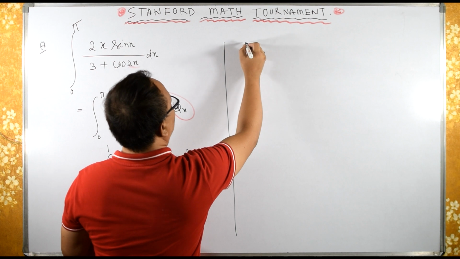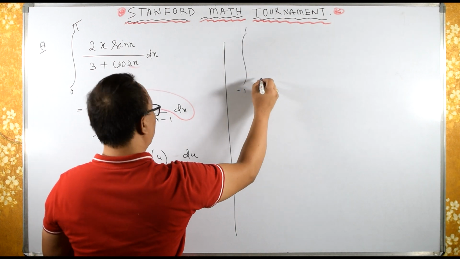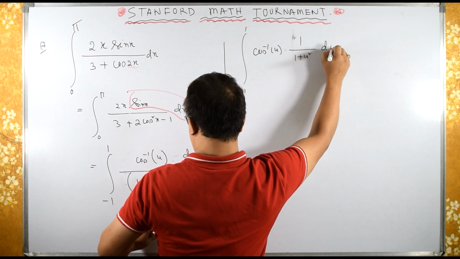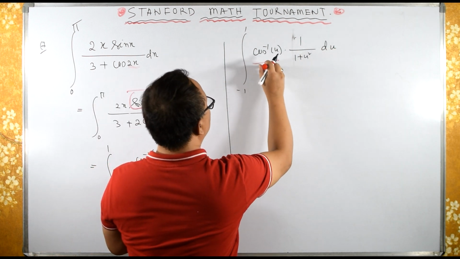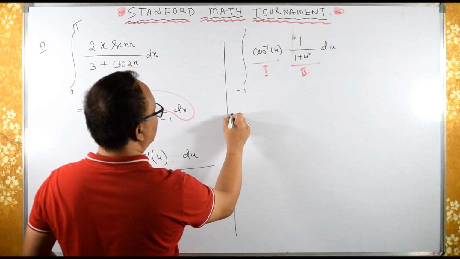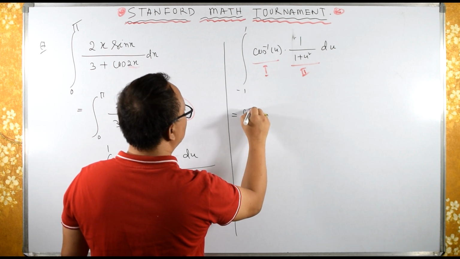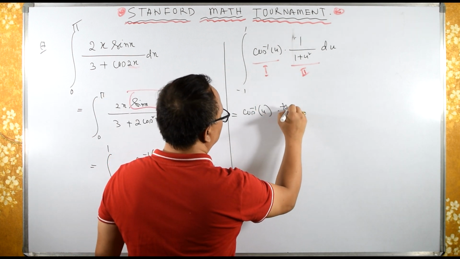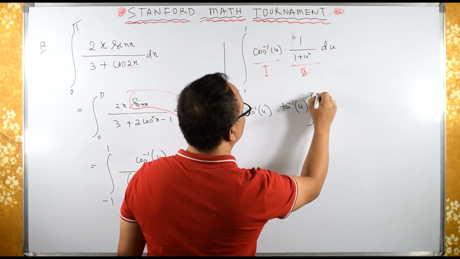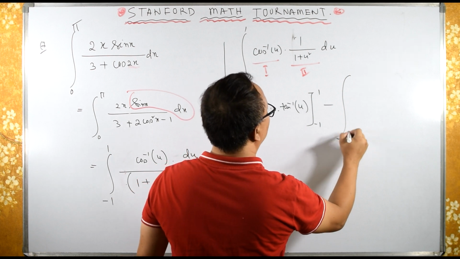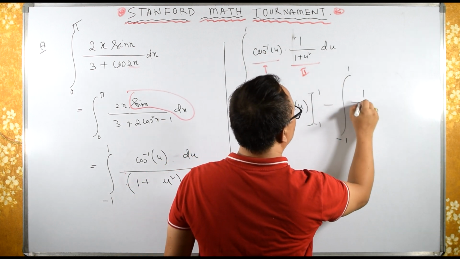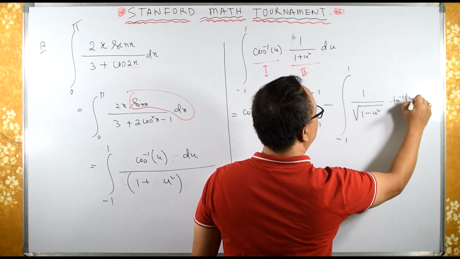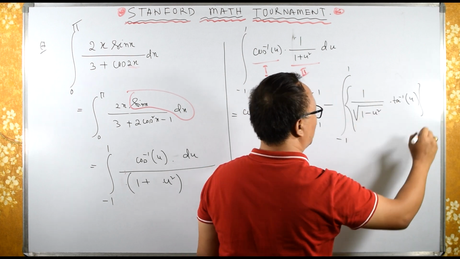So let's consider the integral from minus 1 to 1 of cos inverse u over 1 plus u square, du. Now let's consider this as the first function and this as the second function. So it equals the first function as it is, cos inverse u, times the integral of 1 upon 1 plus u square, which is tan inverse u, with limits from minus 1 to 1, minus the integral from minus 1 to 1 of the differentiation of cos inverse u, which is 1 upon square root of 1 minus u square, into the integral, tan inverse u, du.